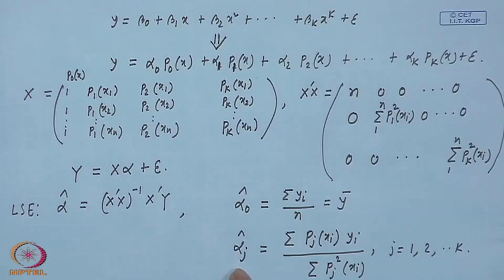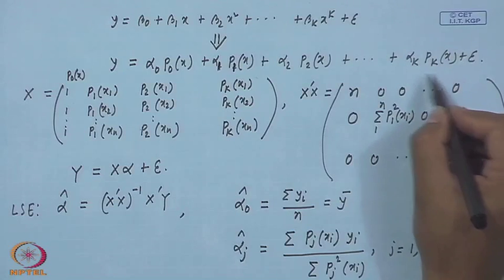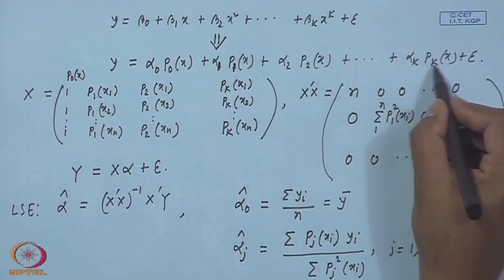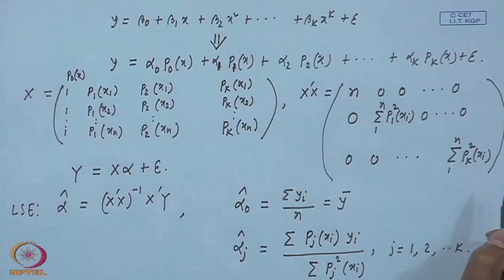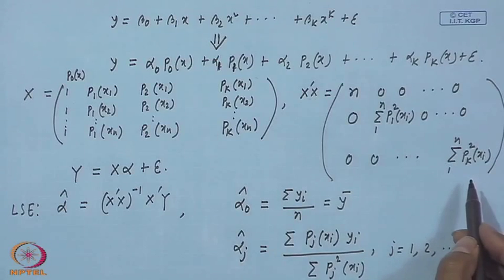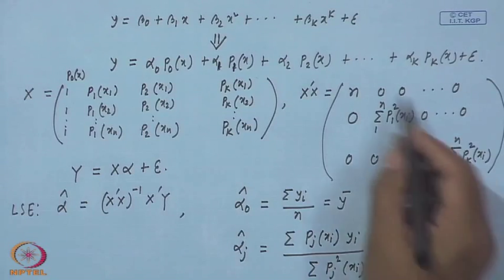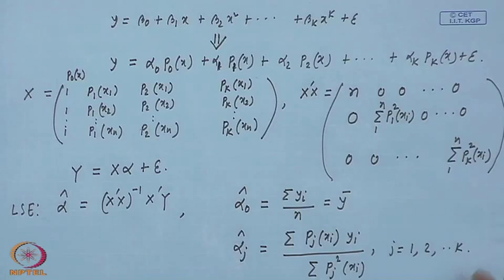Now, here the advantage is that you should observe this one. If you add one more term here, say alpha k plus 1 P k plus 1 of x, these things do not change. So, you do not need to recompute X prime X, and the values of the lower parameters also do not change. So, this is the advantage of using orthogonal polynomial.